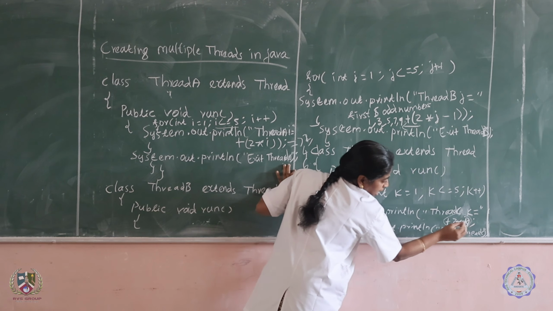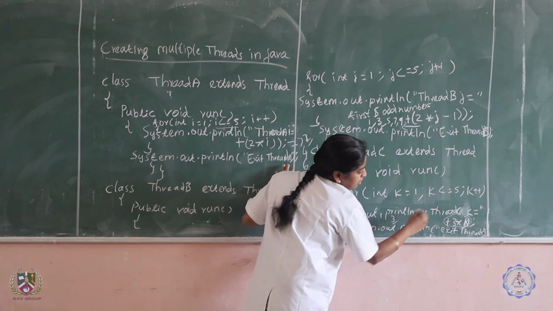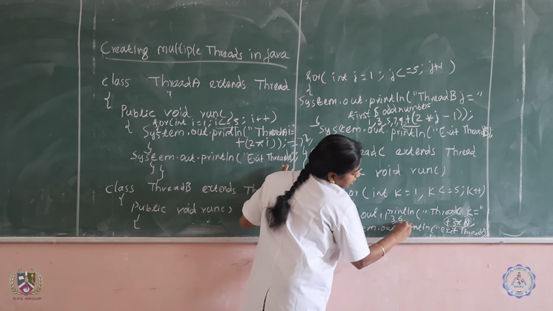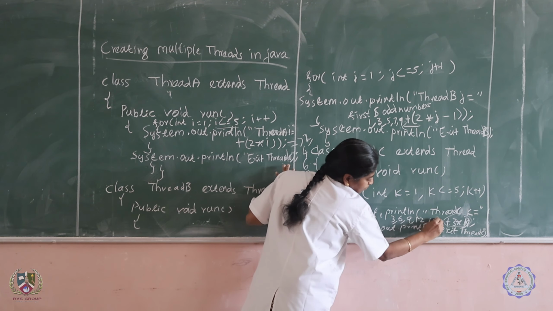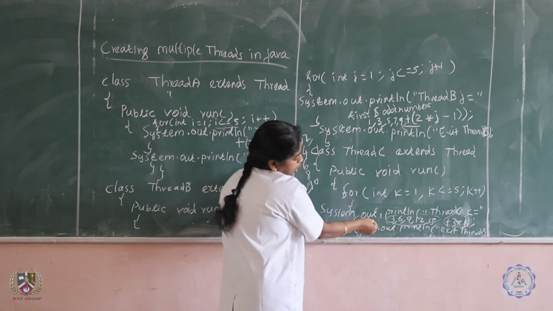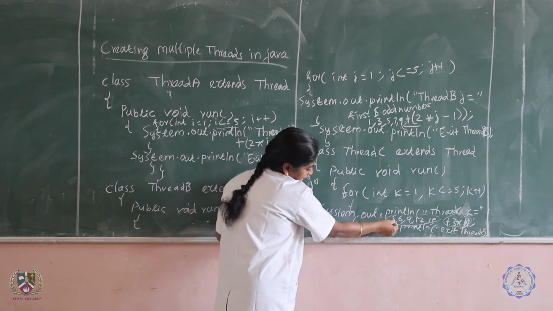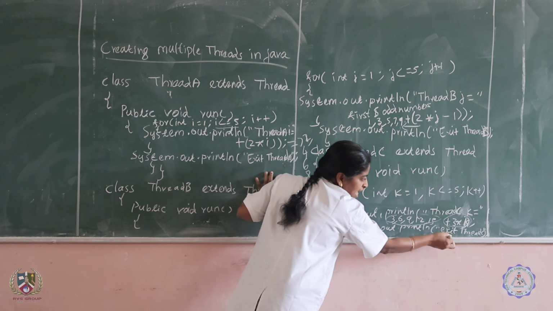3 into k, where the k value is 1. 3 into k is 3, the first number. Next, 3 into 2 is 6, 3 into 3 is 9, 3 into 4 is 12, 3 into 5 is 15. So these 5 numbers will be printed in the output using System.out.println. After printing this line, we exit from thread C.